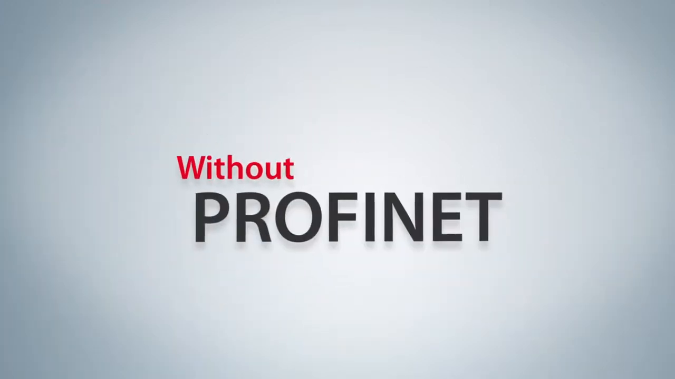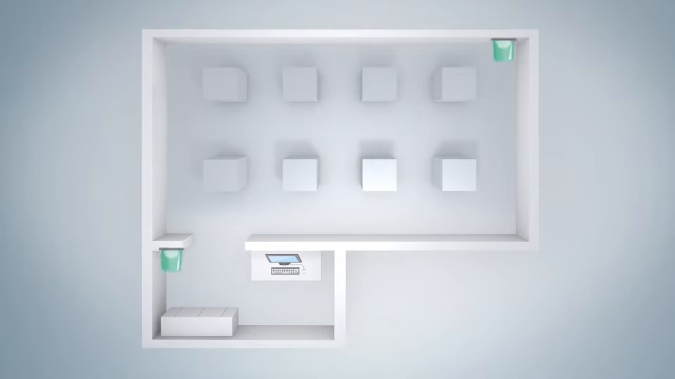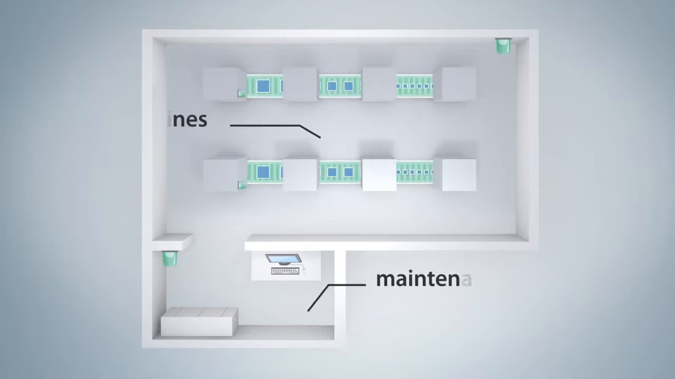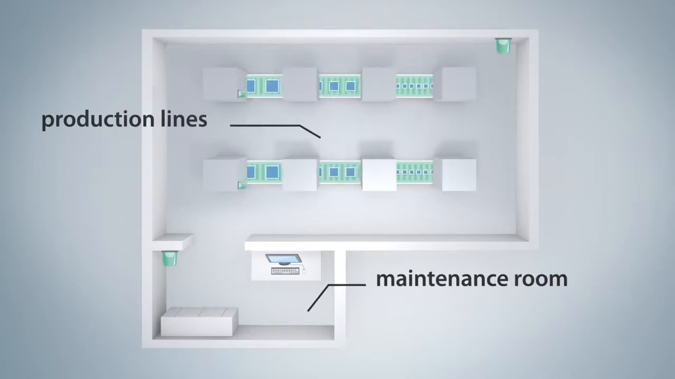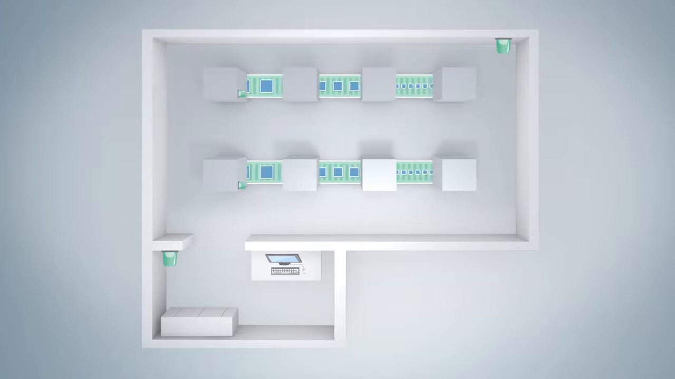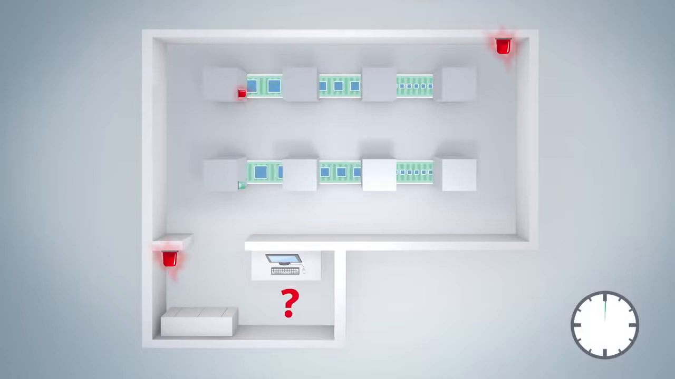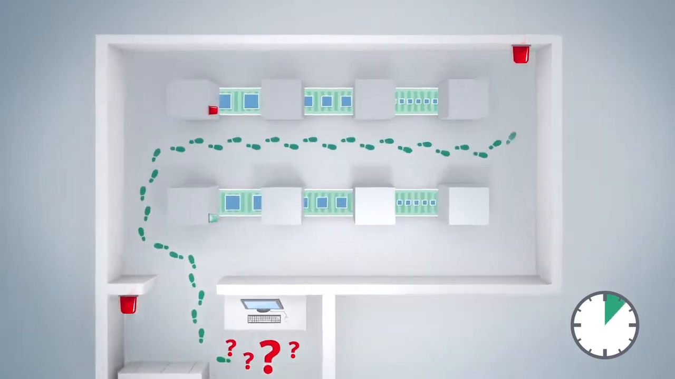A look at use in practice. Let's consider a system with 2 production lines and 1 maintenance room. Let's assume that you haven't switched over to PROFINET yet. Lots of questions arise when an error occurs. What happened? Who is affected? Where is the error? To be able to answer the questions, you first have to go to the failed machine.